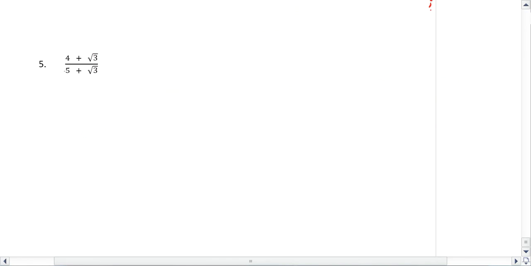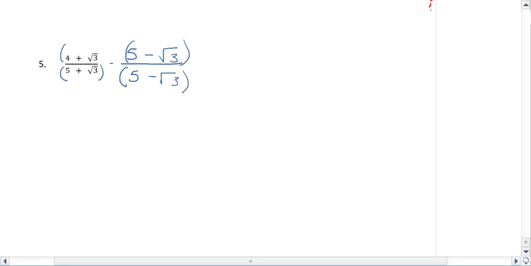All right, one more example. Again, we notice right away in our denominator here, we have a binomial. So we know this is the conjugate method of rationalizing the denominator. The conjugate of 5 plus square root 3 is 5 minus square root 3. So we put the conjugate over itself.